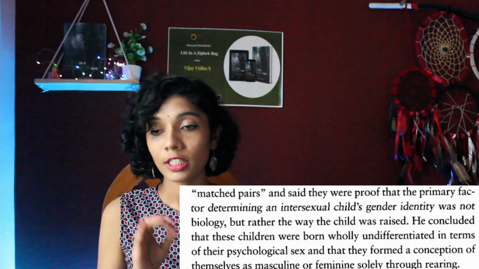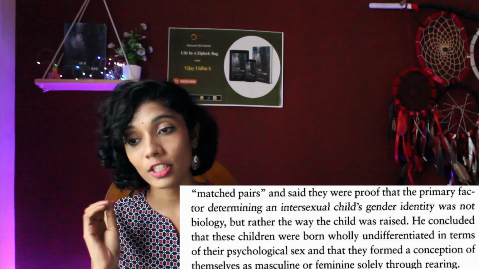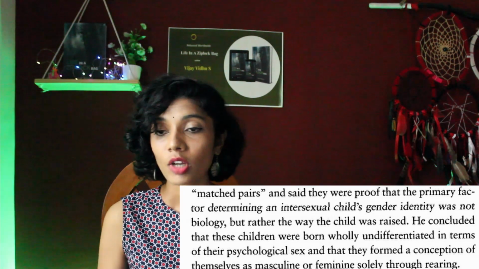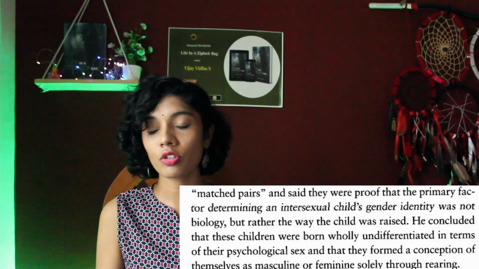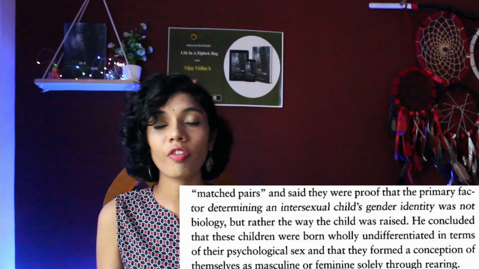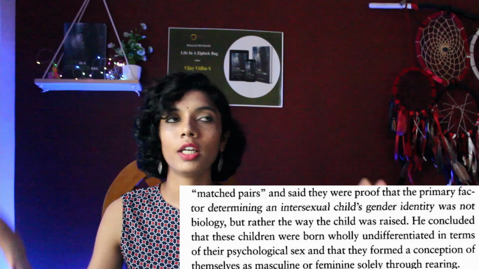The primary factor determining an intersexual child's gender identity was not biology, but rather the way the child was raised. They formed the conception of themselves as masculine or feminine solely through rearing. He basically says that it doesn't matter what organs you have, as long as you listen to your parents and your society, you can either be a man or a woman. That means that the sex of a person can be determined surgically or through hormonal therapy.